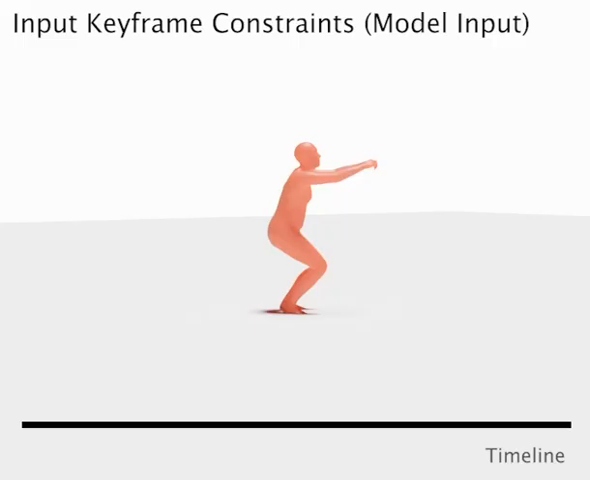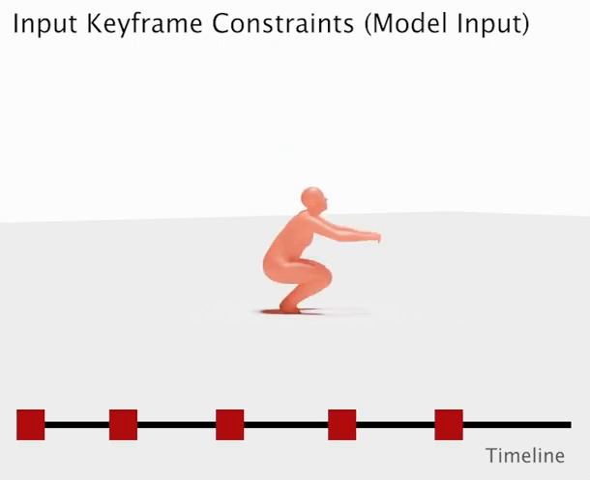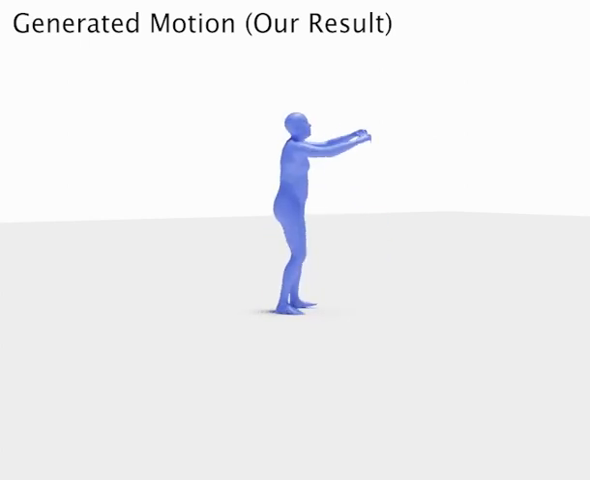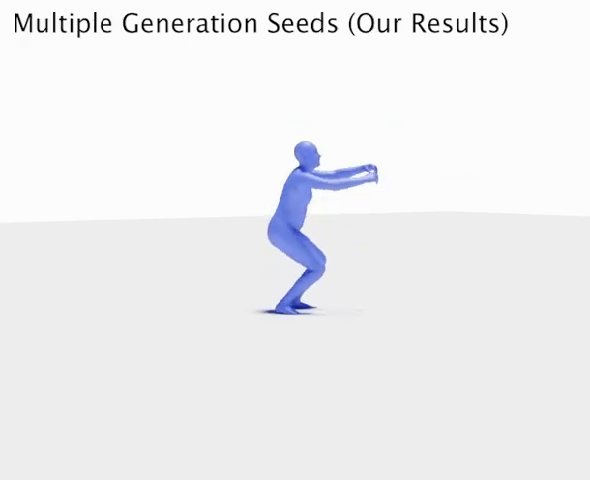In this example, we lay out key poses for a character squatting. Here's the output of our model, which produces a realistic transition. Here we overlay our model's generations over 8 different seeds. We generate diverse timings in the second squat.